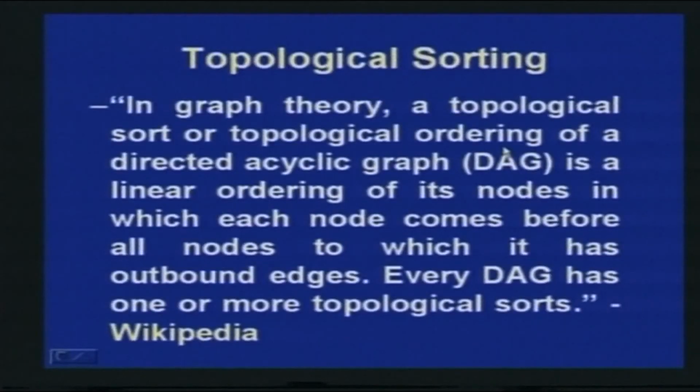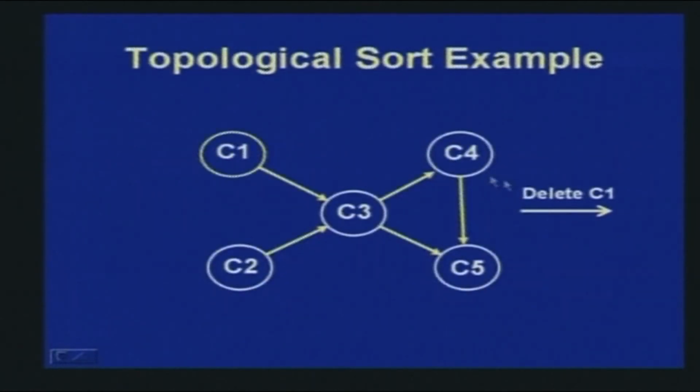So, in graph theory, a topological sort or topological ordering of a DAG is a linear ordering of the nodes in which each node comes before all nodes to which it has outbound edges. So, every DAG will have one or more topological sorts. This is the definition of topological sorting from Wikipedia. Now, let us take an example.